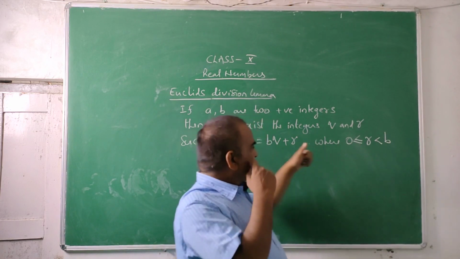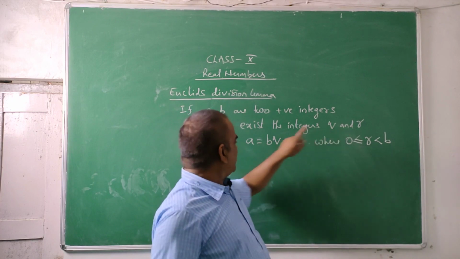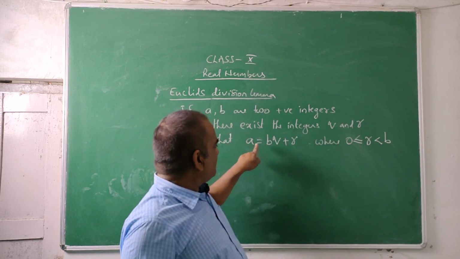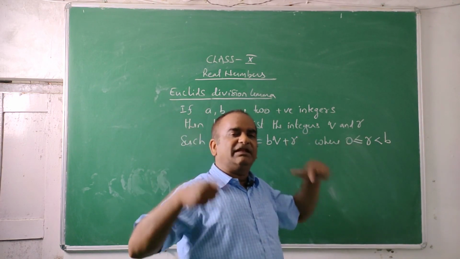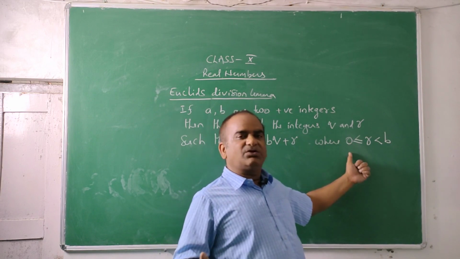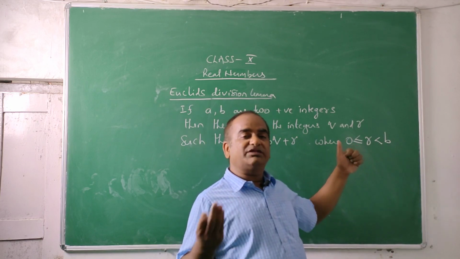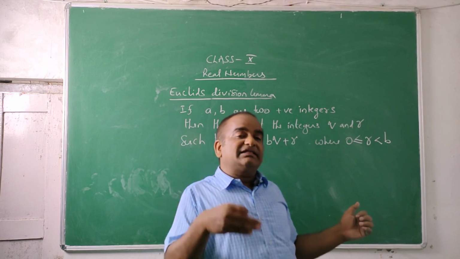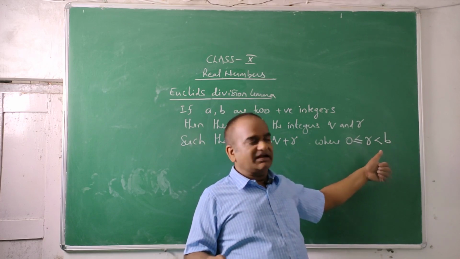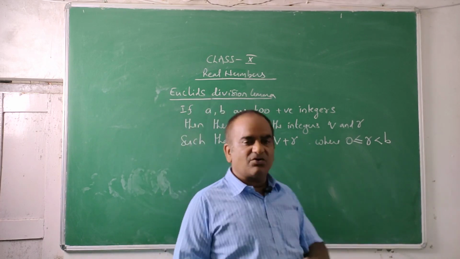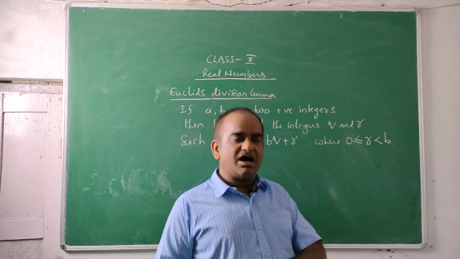Please do remember. So when A and B are two positive integers, then there exist integers Q and R such that A is equal to B into Q plus R, where this particular R has some specific limits: it should be equal to 0 or more than 0, and lesser than B. Strictly lesser than B. So please understand, this theorem is known as Euclid's division lemma.